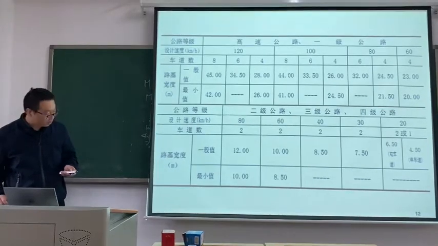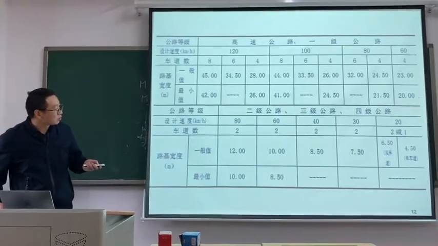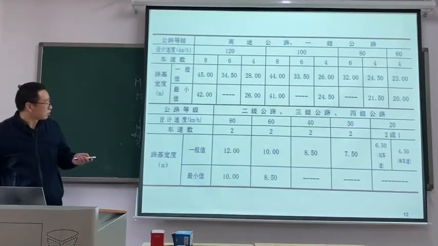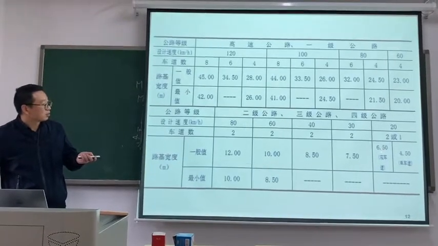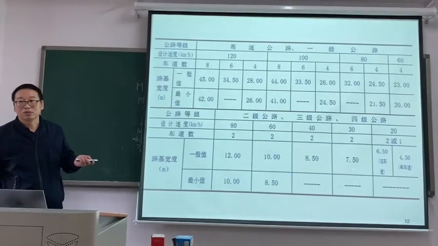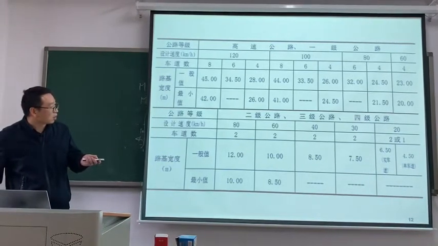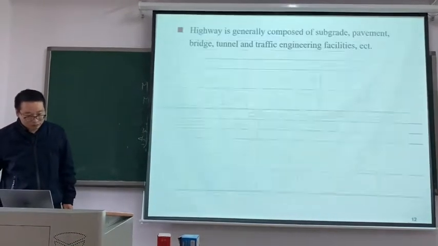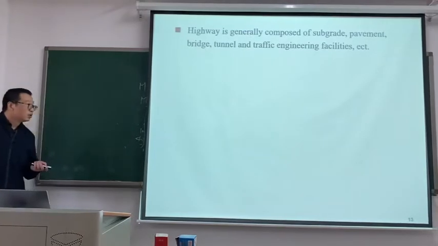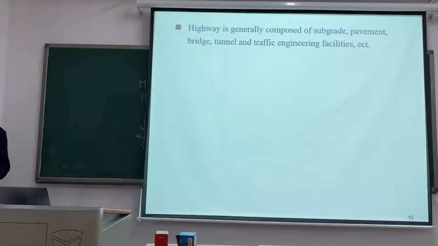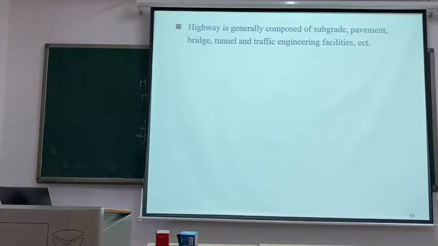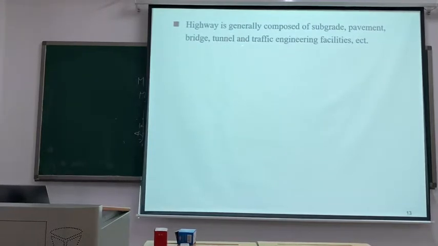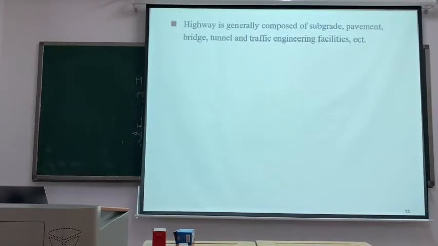And now we can see that for two lanes and one lane, the embankment width is 6.5 meters. But for one is 40.5. Highway is generally composed of subgrade, pavement, bridge, tunnel, and checkway engineer facilities.